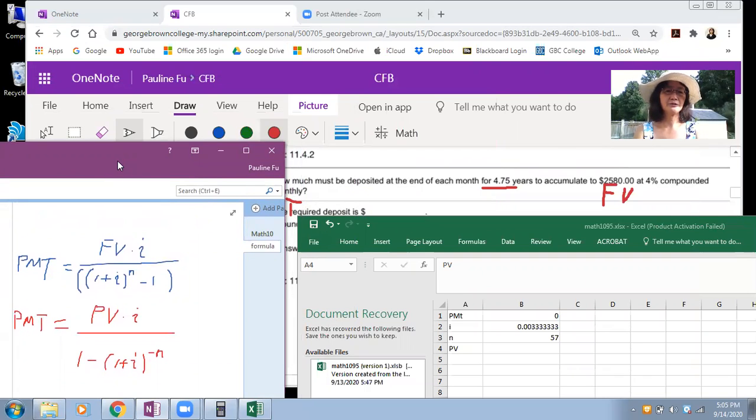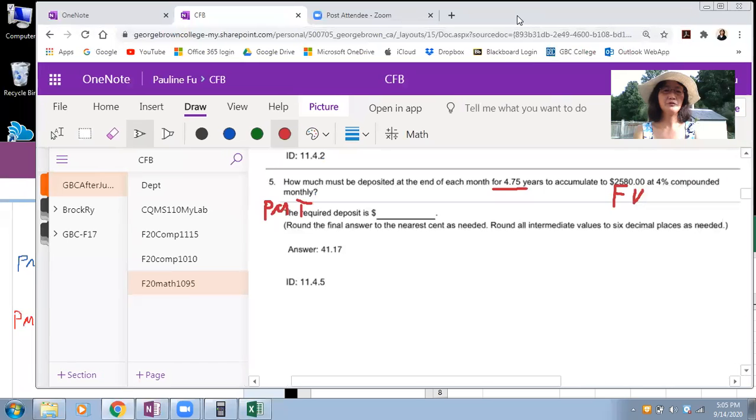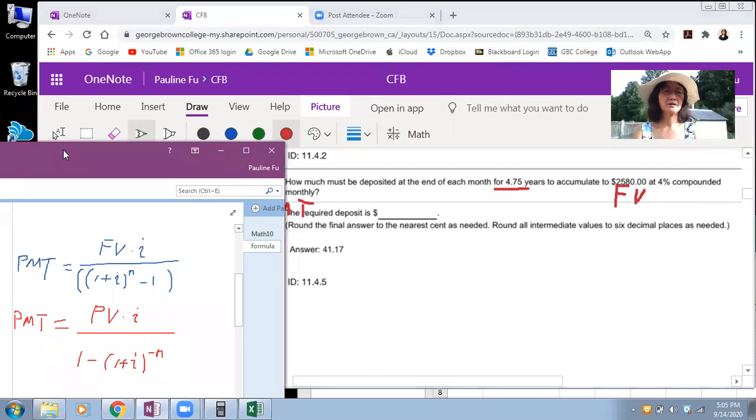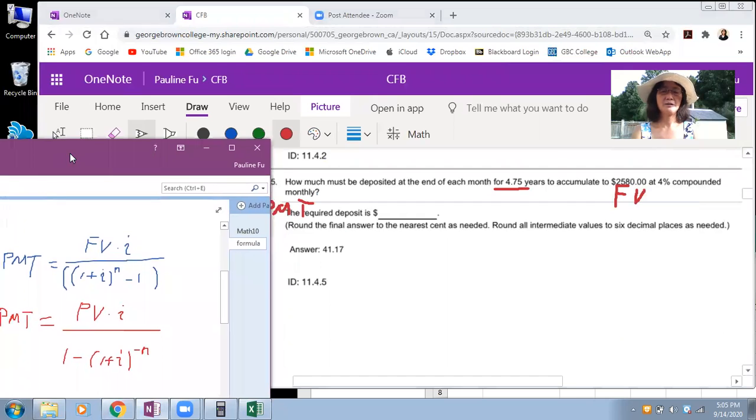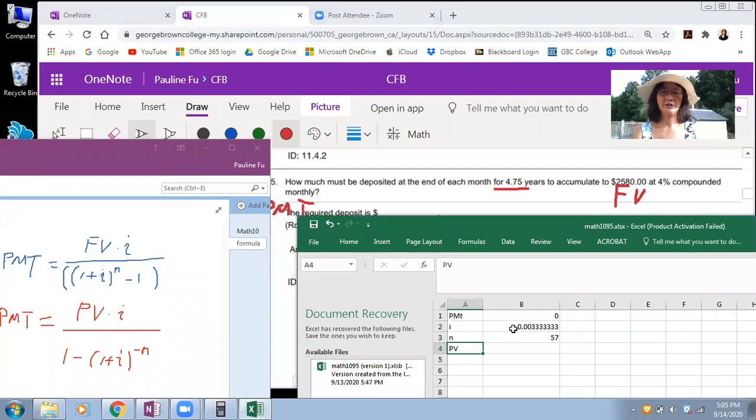And I also need to see the question. So I'm going to move the windows around. So Excel. So I'm going to rebuild my PMT function. Given FV is $2,580. Okay, that is the future value. The question is, what is PMT? I need to recalculate PMT equal to, based on this formula here.